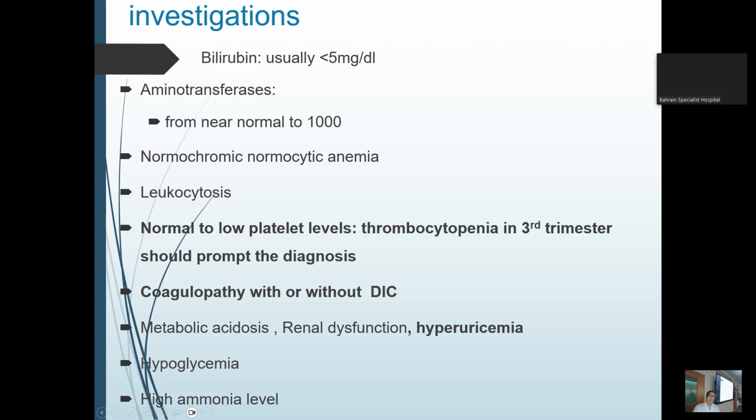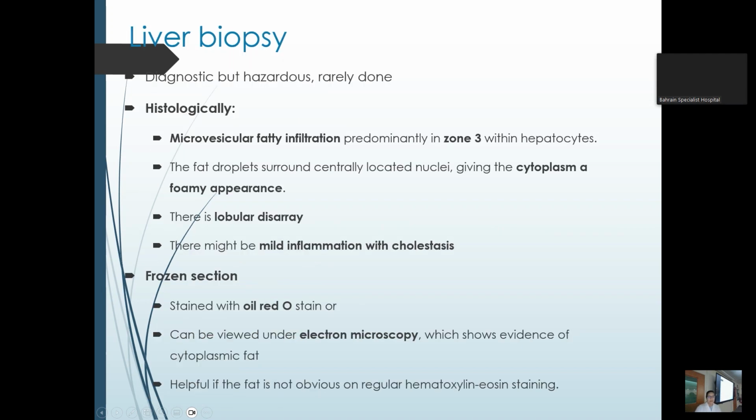Investigations we do mainly the bilirubin. Usually it is less than 5. Aminotransferase level can be near or up to 1000. Normocytic normochromic anemia, leukocytosis, normal to low platelet counts. So thrombocytopenia in the third trimester should prompt the diagnosis. Coagulopathy with or without DIC, metabolic acidosis, renal dysfunction, hyperuricemia, hypoglycemia, and high ammonia levels.